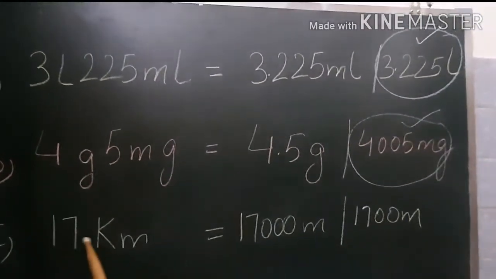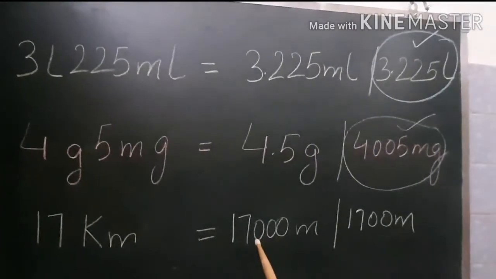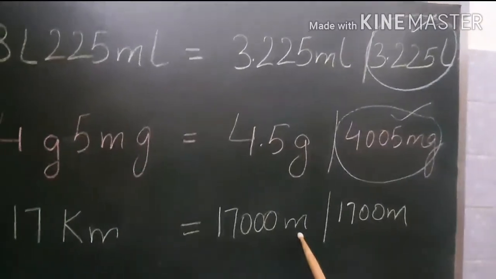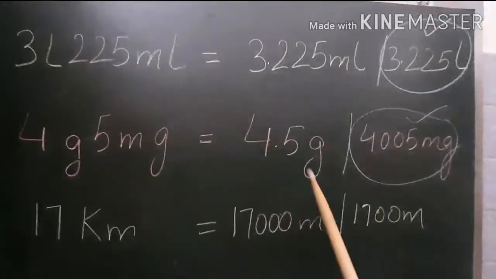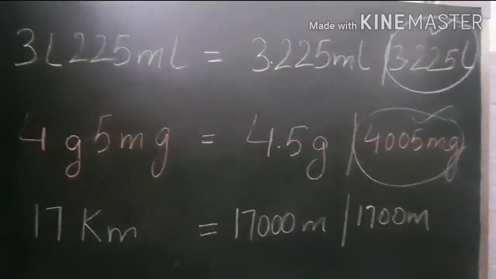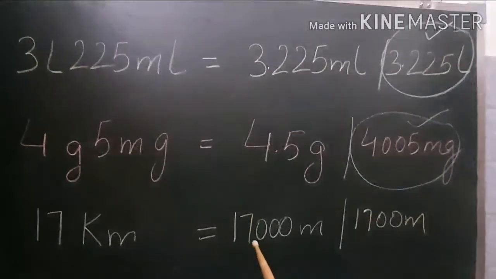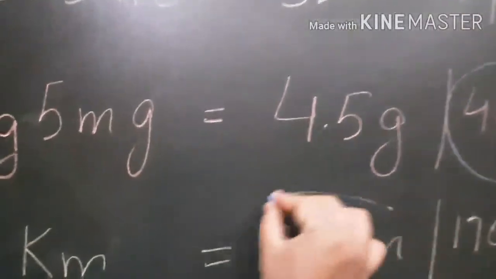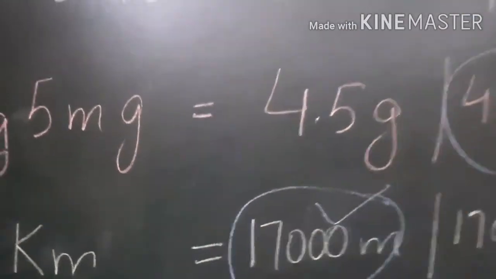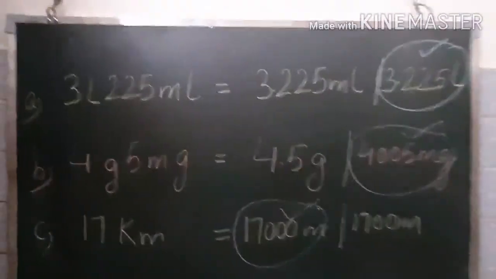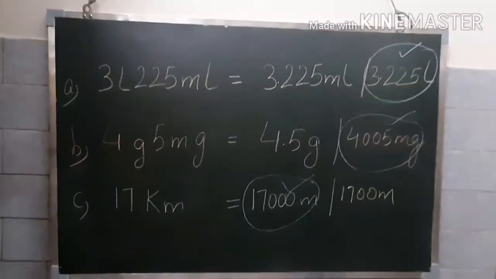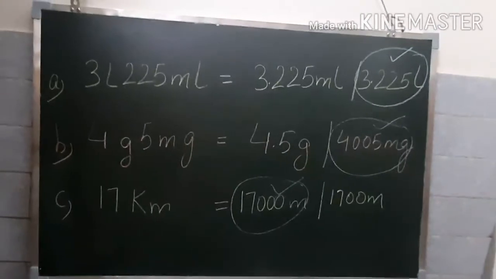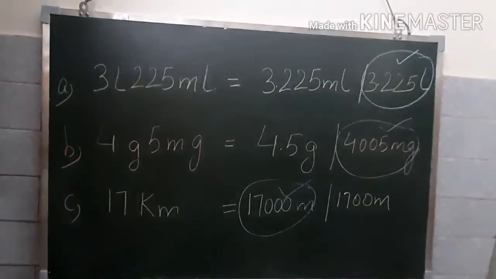Same way, 17 kilometer is equal to 17,000 meter. Because when you convert kilometer into meter, you multiply this number with 1000 and you get 17,000 meter. So this option is correct for this question. I hope now you are able to understand measurement, capacity, length and weight.